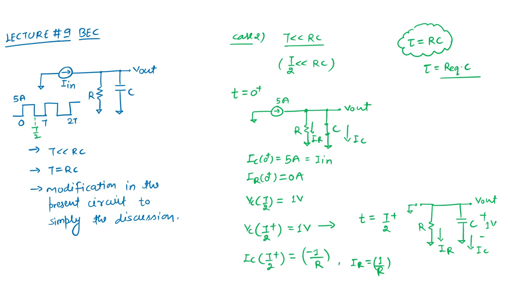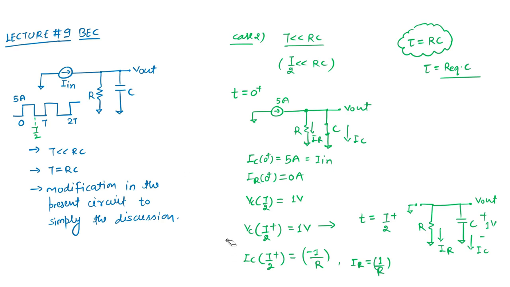It will discharge, but the time constant for discharging, which is RC, is much greater than the interval T by 2, from T by 2 to T. So it will discharge to a very small value. Let's say my capacitor discharges to the value of 0.8. What I mean to say is, before IC, we have seen two things here: IR we have seen, and VC.